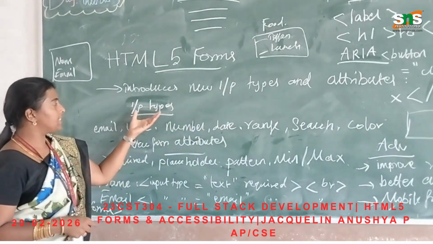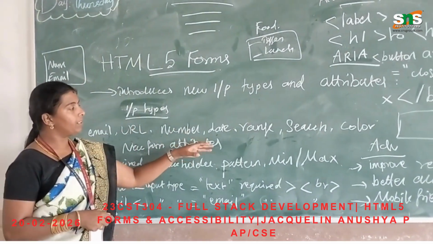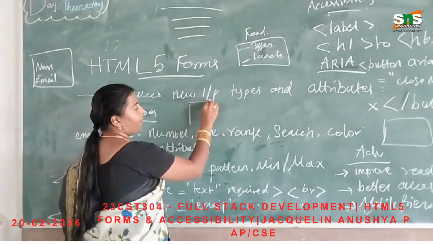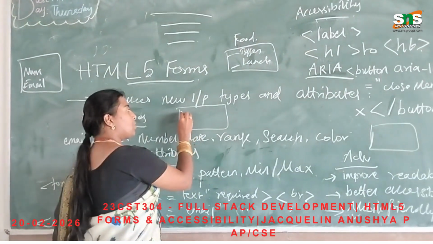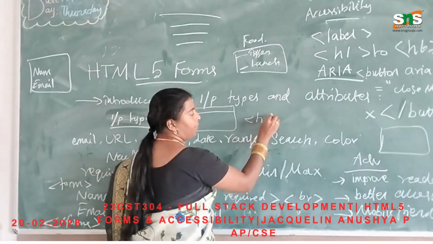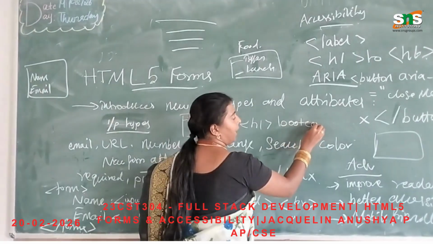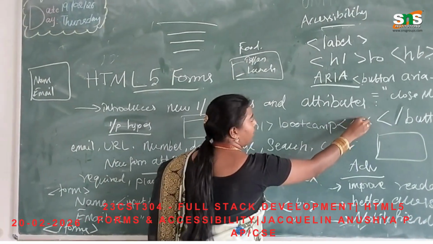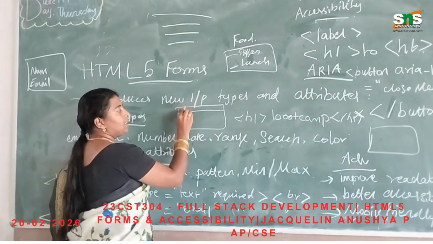In that, the first type of input is your email, URL, number, date and range. For example, I am taking a form over here. Say I have conducted a boot camp. So I am giving a header, an H1, of boot camp, and I am closing the H1. With this, the title appears over here as boot camp.